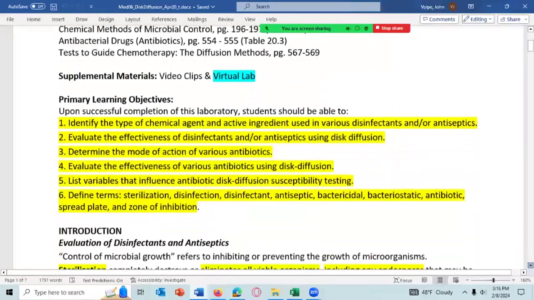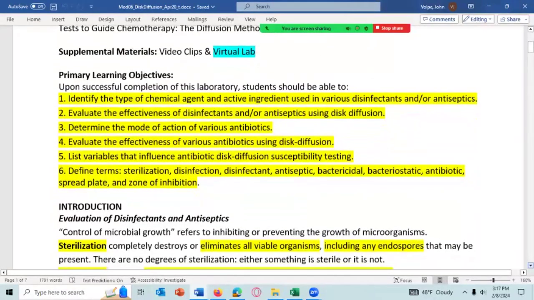The learning objectives for today's lab: 1, be able to identify the type of chemical agent and the active ingredient used in various disinfectants and/or antiseptics. 2, evaluate the effectiveness of disinfectants and/or antiseptics using the disc diffusion method. And like I said, that's also called the Kirby-Bauer method. 3, determine the mode of action of various antibiotics. 4, evaluate the effectiveness of various antibiotics using the disc diffusion method.